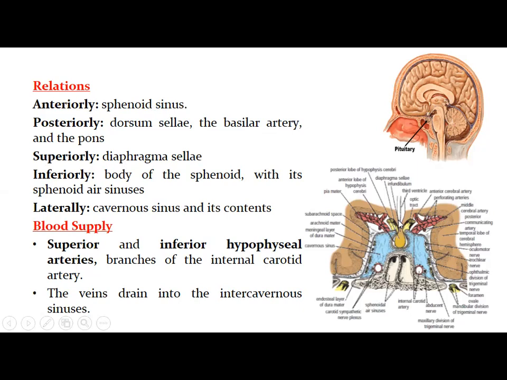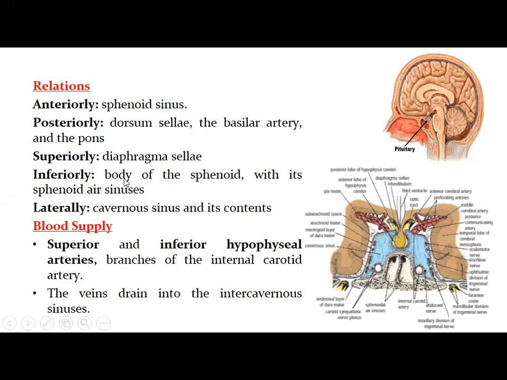Thin membrane called the diaphragm. Okay, so this is called the diaphragma sellae. Just like the diaphragm separates the thorax from the abdomen, similarly there is a thin membrane here which separates the brain from the pituitary gland. That will be called the diaphragma sellae.